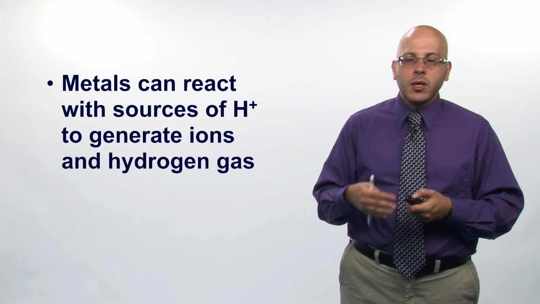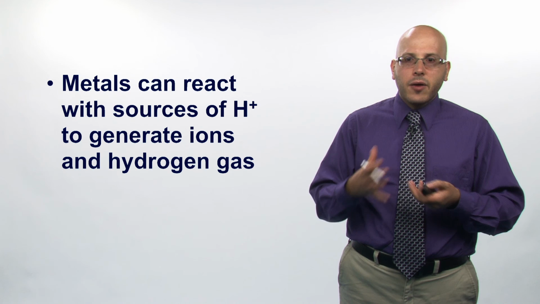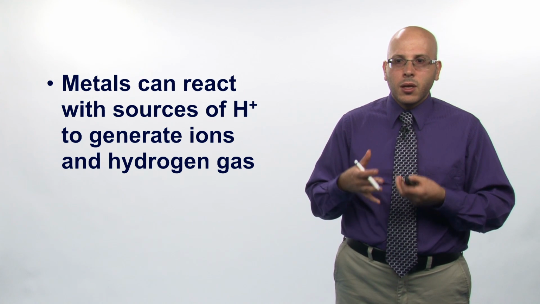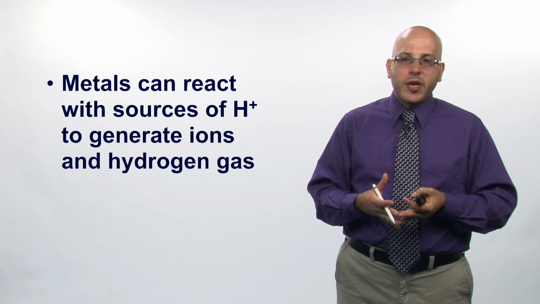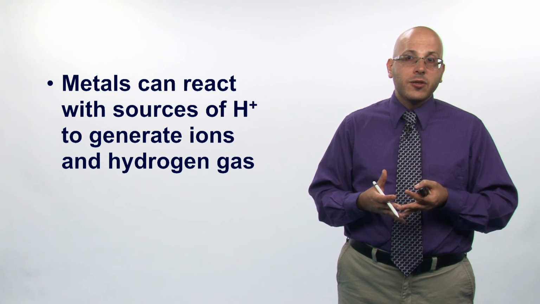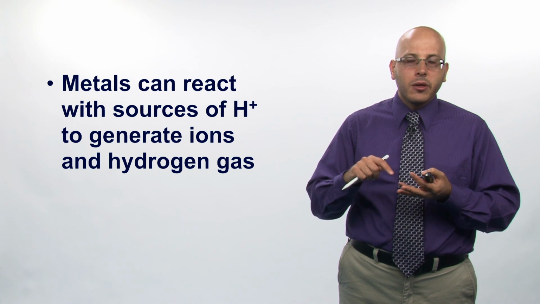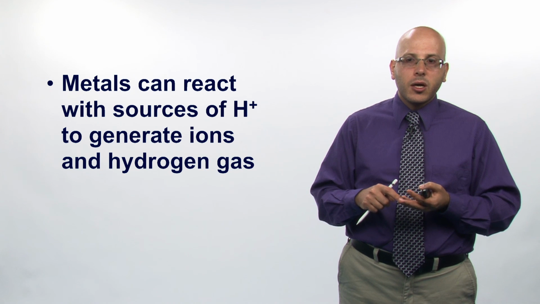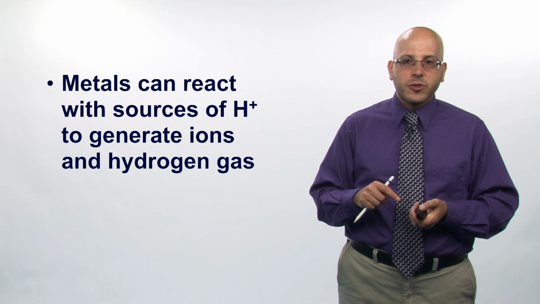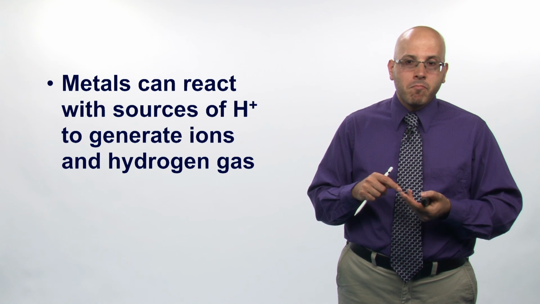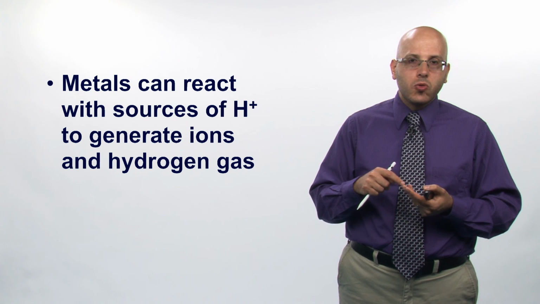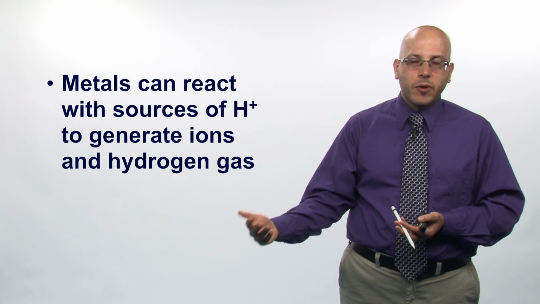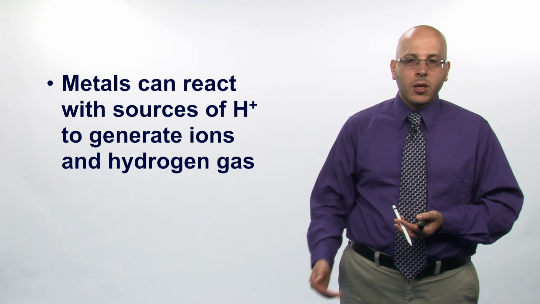Okay, so let me give you some examples of how these things might show up in chemical reactions. Metals can react with different sources of hydrogen ions. It could be water, it could be an acid, to create different ions of those metals as well as hydrogen gas. For example, magnesium might get converted into magnesium ions. So Mg might form Mg2+, right? Typical oxidation number for magnesium is +2.